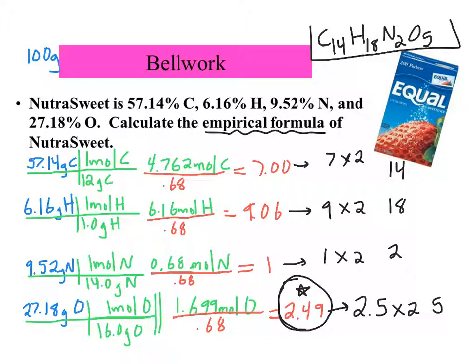So make a note to yourself, put it on your notes, put it in the mole packet, and be aware that when something is right in between, like 2.5, we don't round to the nearest whole number in this case because it's so close to the middle. So in that case, we have to double everything else in order to make it a whole number.